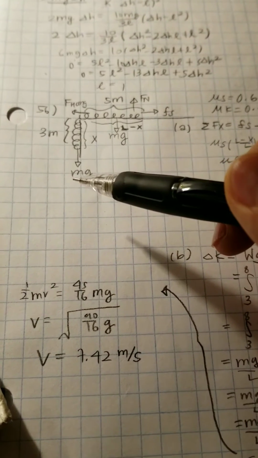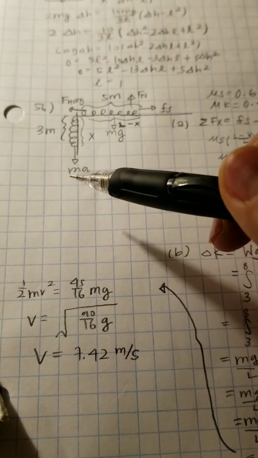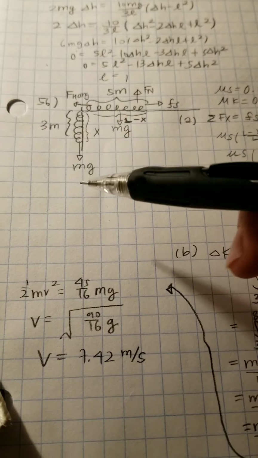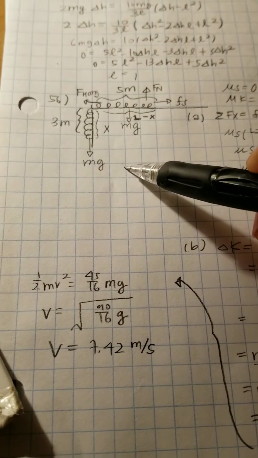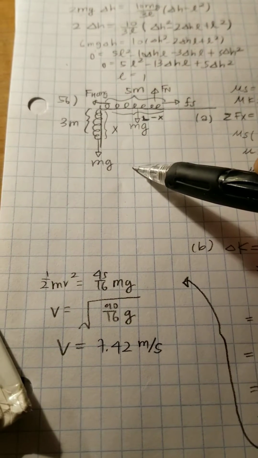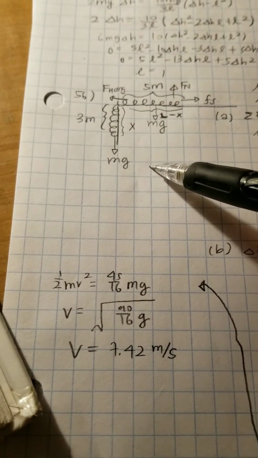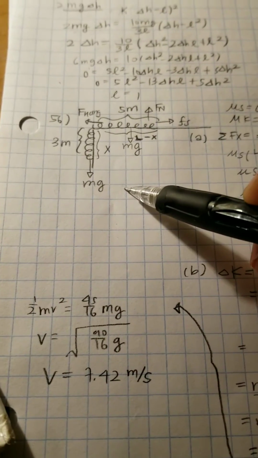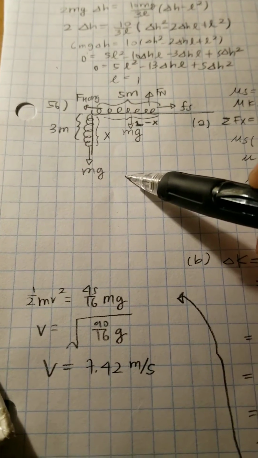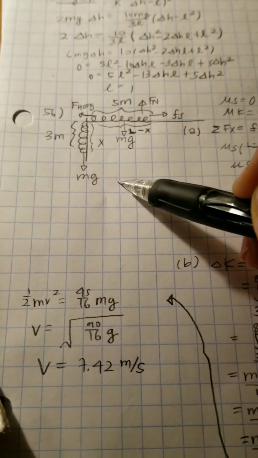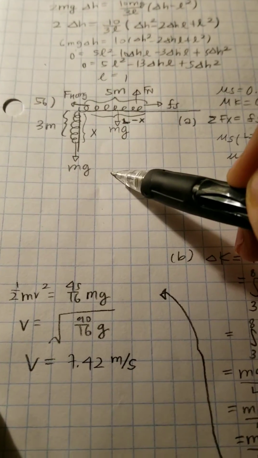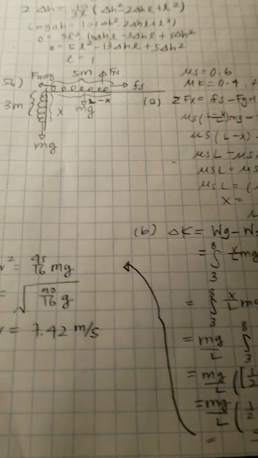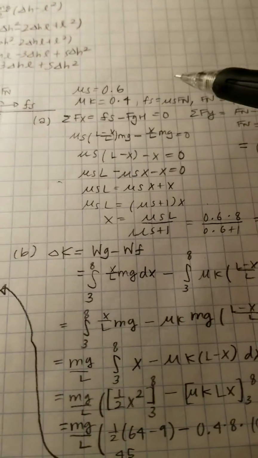So in part A, it states to show that it will begin to slide off when 3 meters of it hangs off. What you can tell is that if 3 meters of it is hanging off over the edge of the table, that means that it will have maximum static friction from the table. So from that problem, you would have to gauge how much of the chain could be hanging off the table.